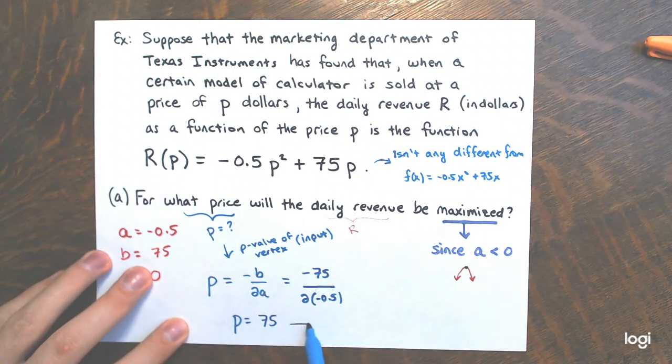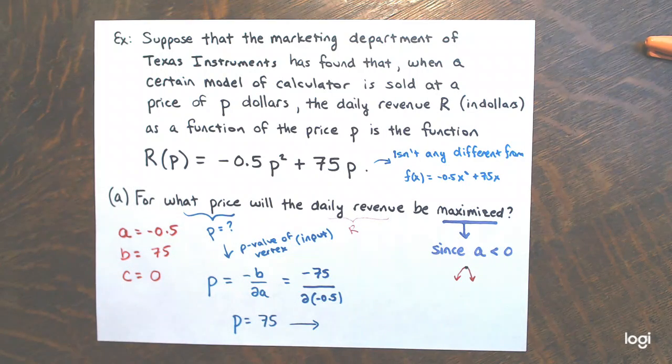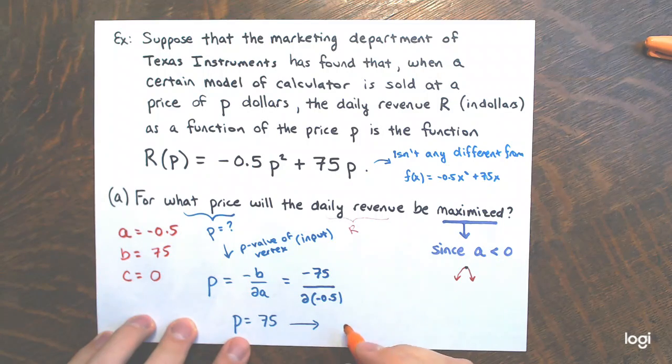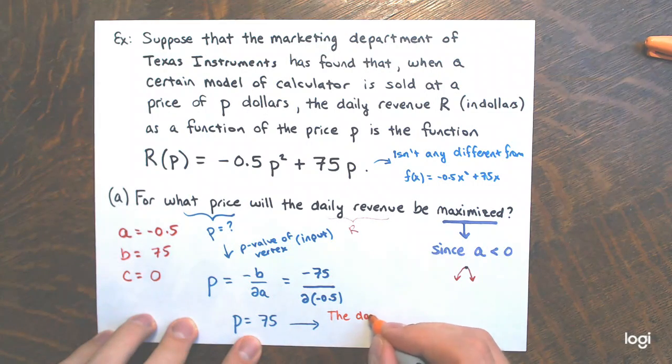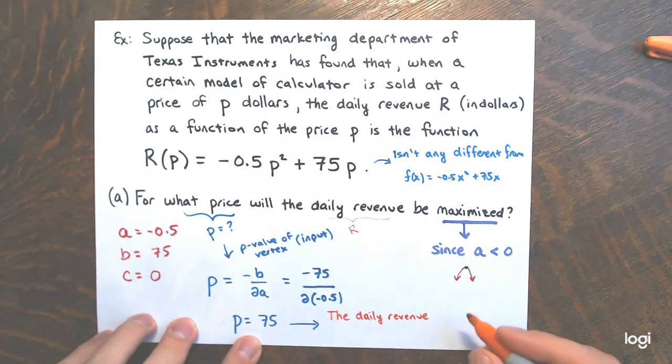All right. So the way I would answer the question, because it is a word problem, most of the time when you answer questions in word problems, you should be answering in complete sentences, and also throw units on your numbers so that it gives them meaning, so they actually make sense with the problem. So the question is, for what price will the daily revenue be maximized? The way I would answer this, I would say the daily revenue will be maximized.